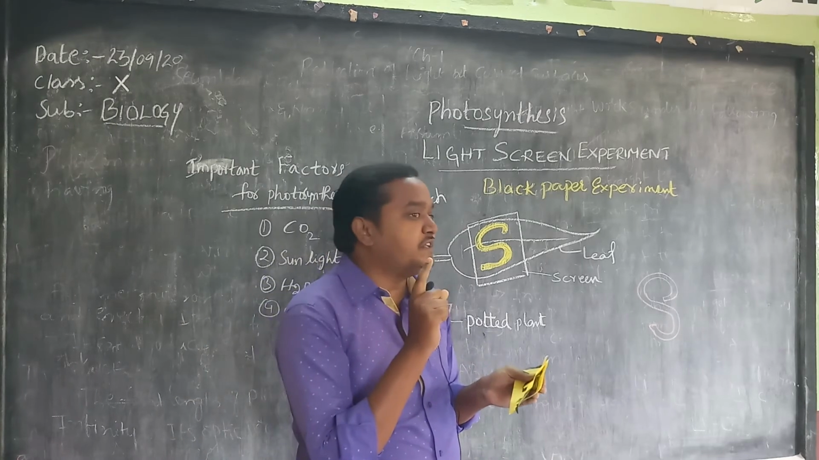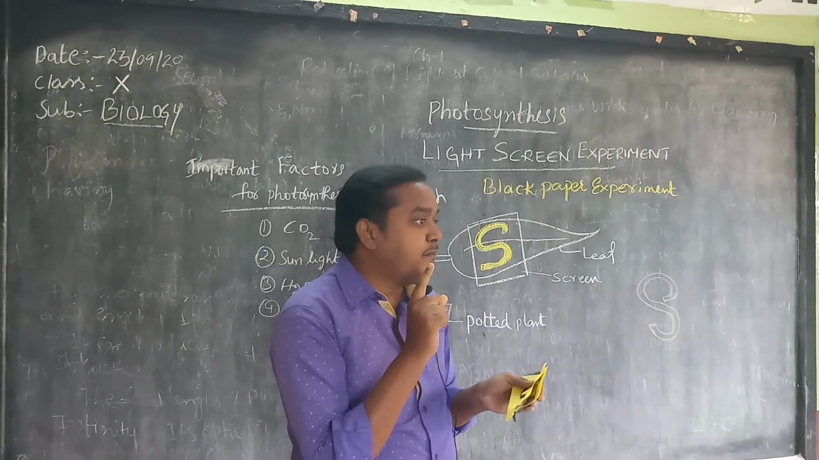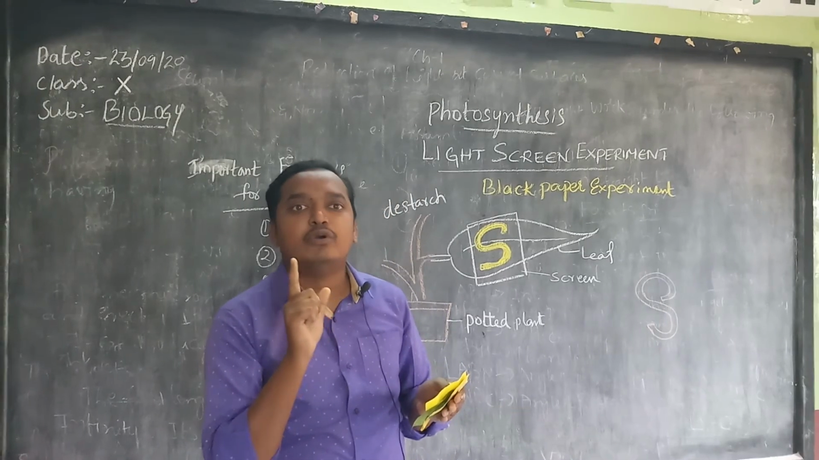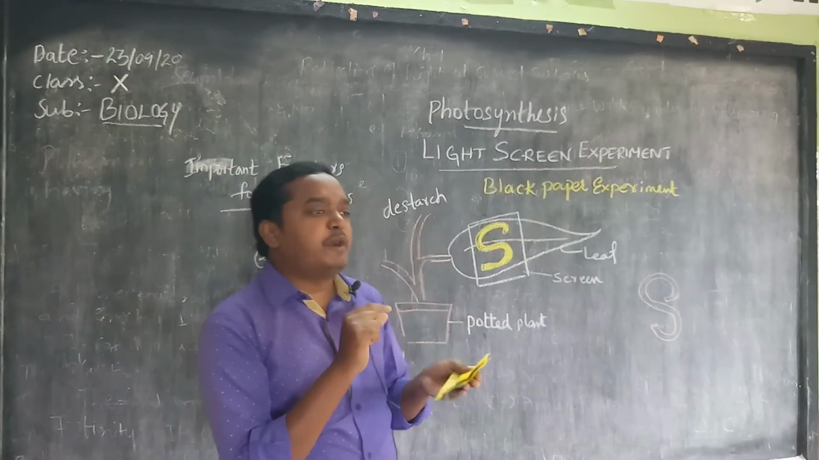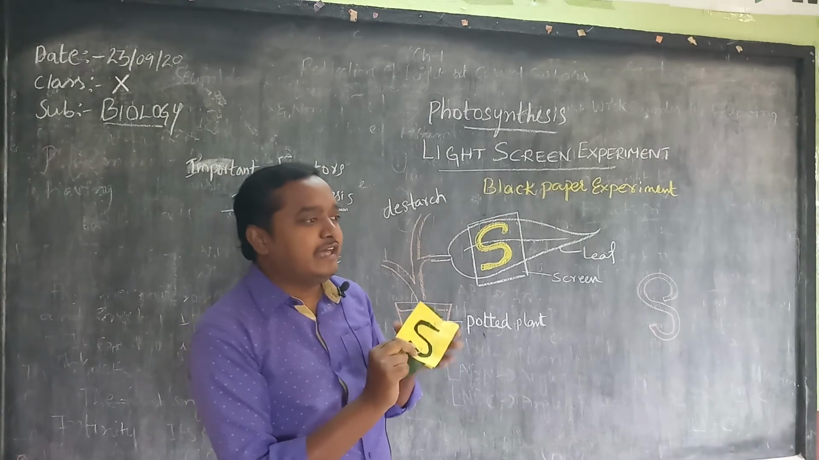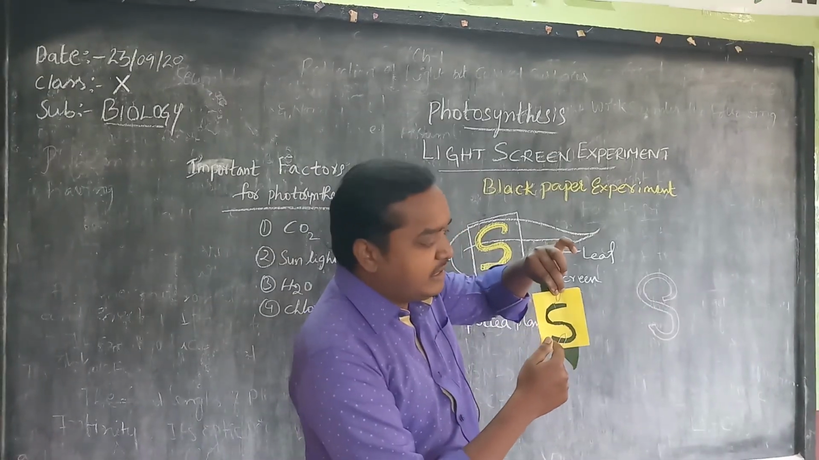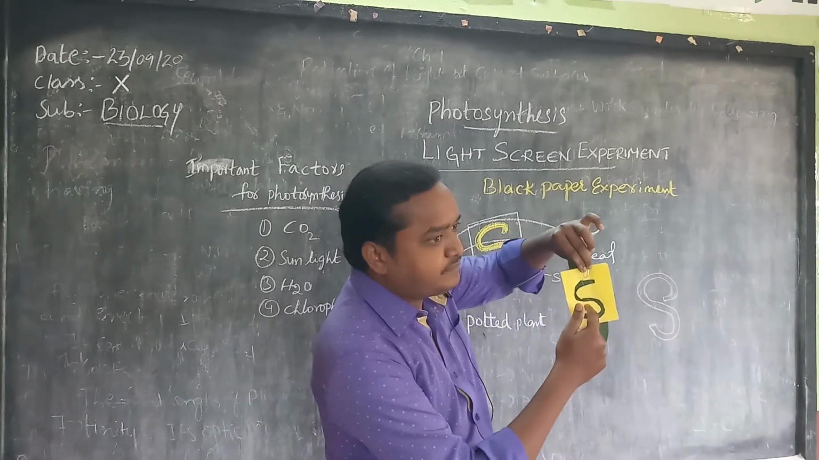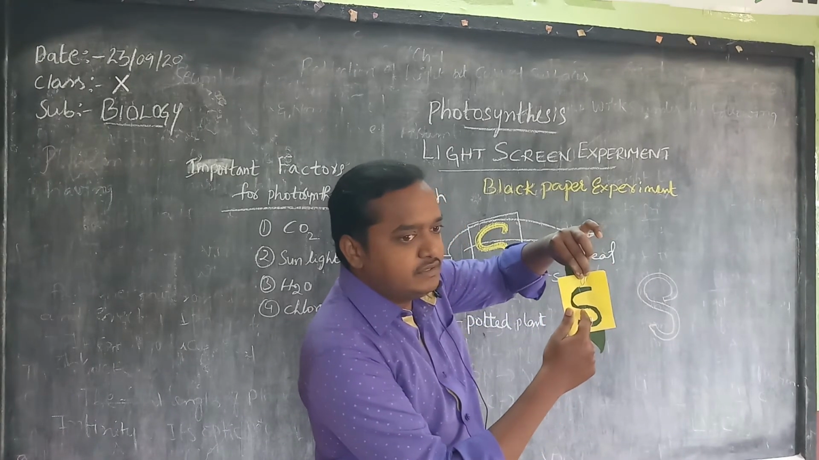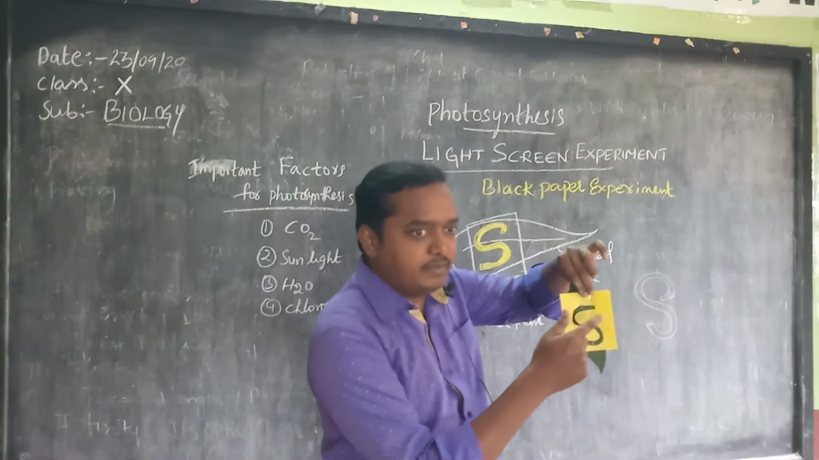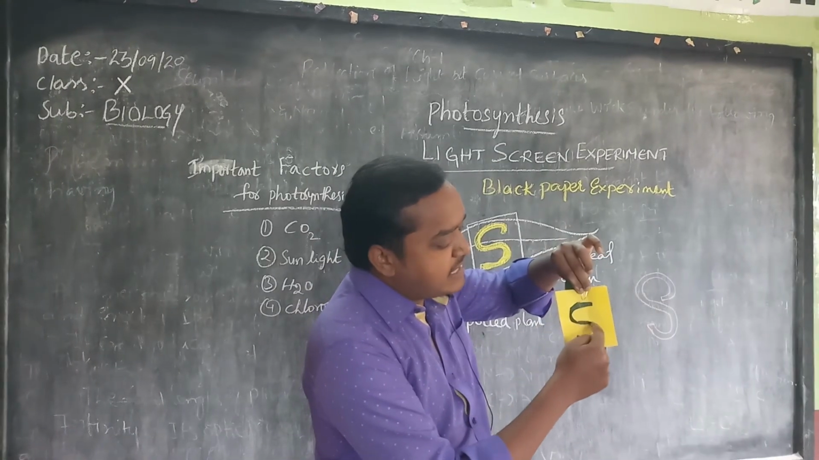Which color do you get if starch is there? Blue-black color. So which part do you get the blue-black color? The cut portion. Yes, the color is there. Yes, sir, you can see it in the video.